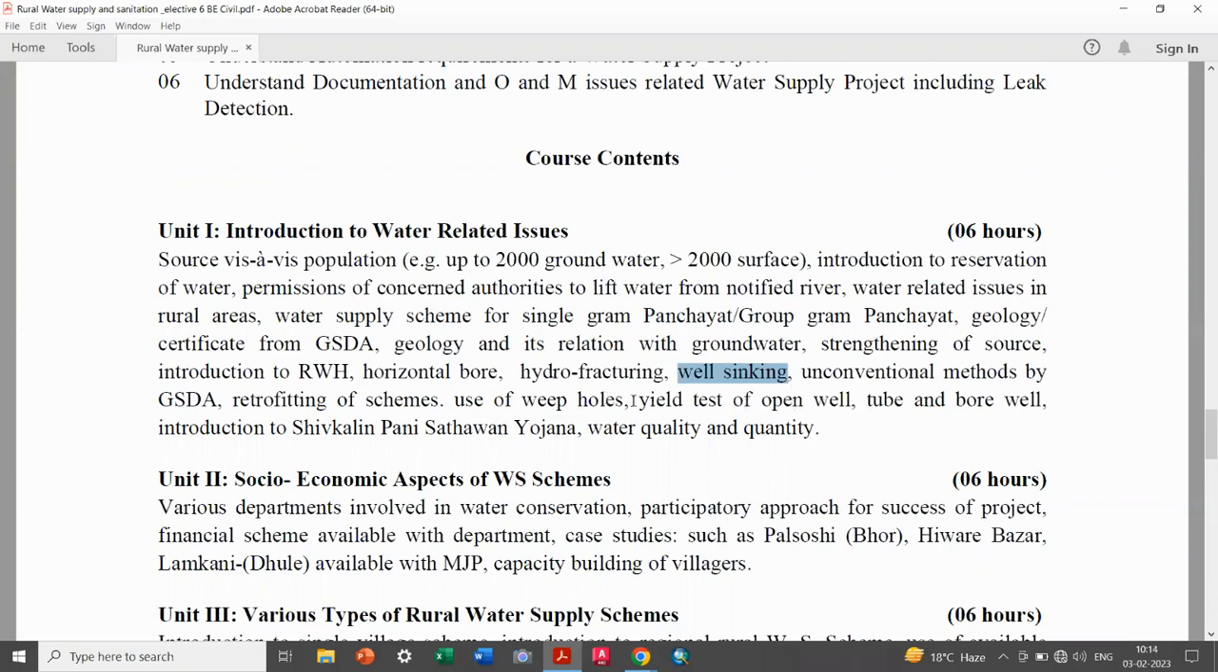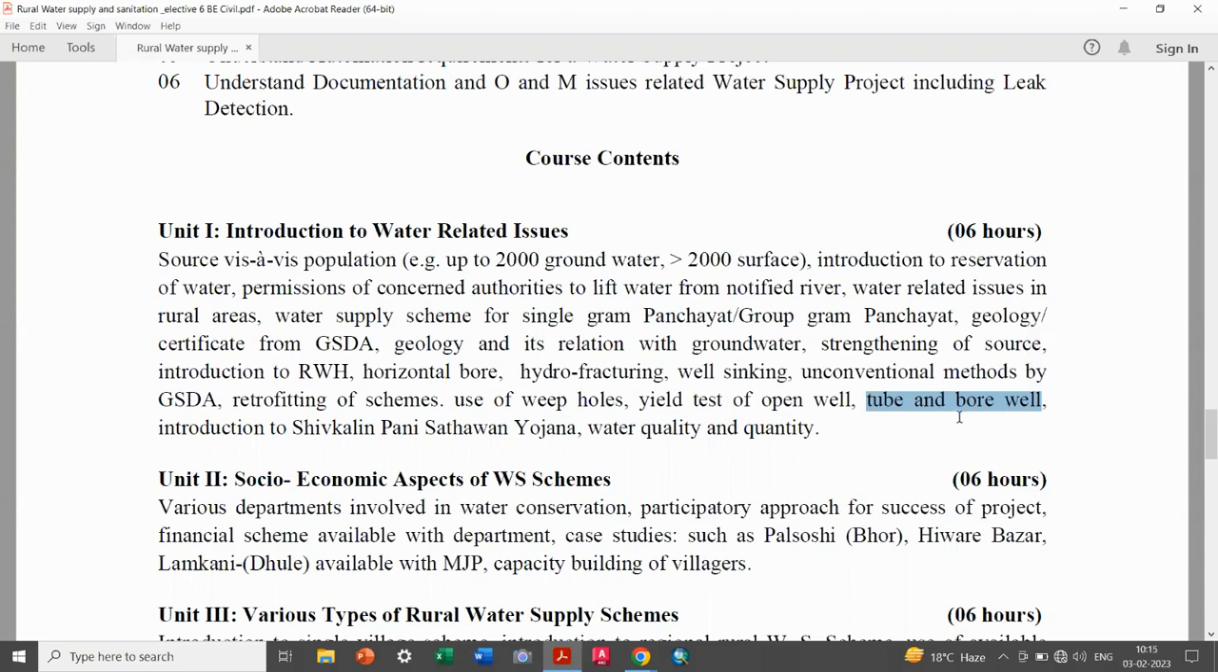Yield test of open well. You can see that the quantity of water that is available in the well can be tested. So you can have pumping of water from the well. We can measure the amount of water pumped, or for how much time that particular motor is pumping the water, or how much time is required to take all the water outside that particular well. And similarly, you can measure how much quantity of water is available on the next day. So you can see how much quantity of water is coming on the next day inside the well. And depending on that, you can plan or decide the source of water and the quantity of water available with that particular source.